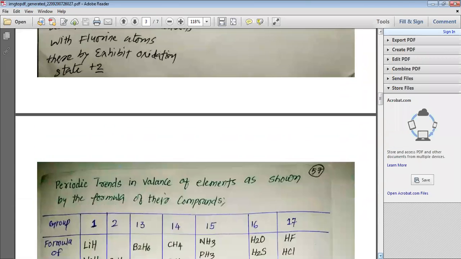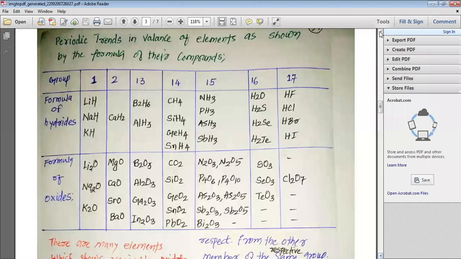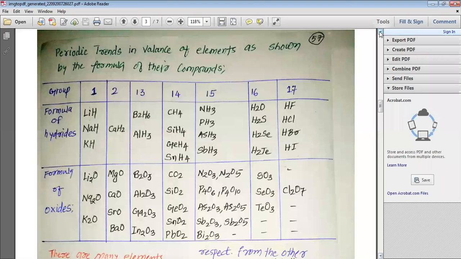In other words, if I try to explain it simply, oxidation state is the charge that will be acquired by an element when it combines with another element which has a different electronegativity. So due to the difference in electronegativity, some charge will be acquired by this element. This charge is known as the oxidation state. This oxidation state depends upon the element with which the element combines.